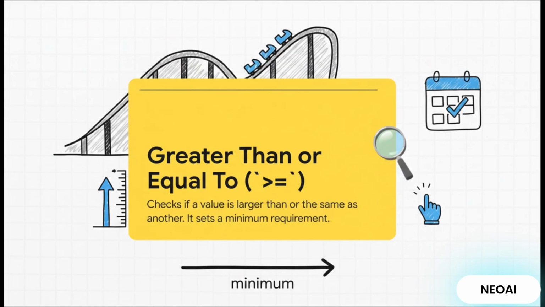Okay, next we've got greater than or equal to. This is exactly what we need for that roller coaster rule, right? The at least 4 feet tall part. The most important thing to get here is the or equal to bit. If you're checking if age is greater than or equal to 18 and your age is 18, that's a big yes. If you're 19, it's also a yes. It's all about setting that minimum bar.